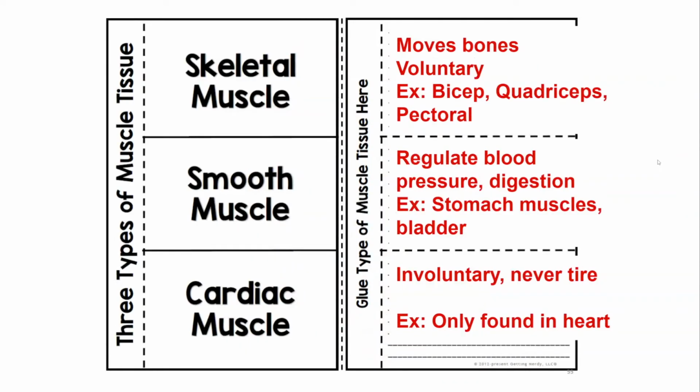So let's dive in a little bit more into skeletal, right? Those move your bones. So examples are like your biceps, your quadriceps, your pectoral muscles. Smooth muscles are going to be in charge of digestion, like your stomach muscles, your bladder muscles. They'll also regulate blood pressure. Your cardiac muscles are going to be found in the heart. And these are the muscles, this is interesting, right? Cardiac muscles will never get tired, which is a good thing.